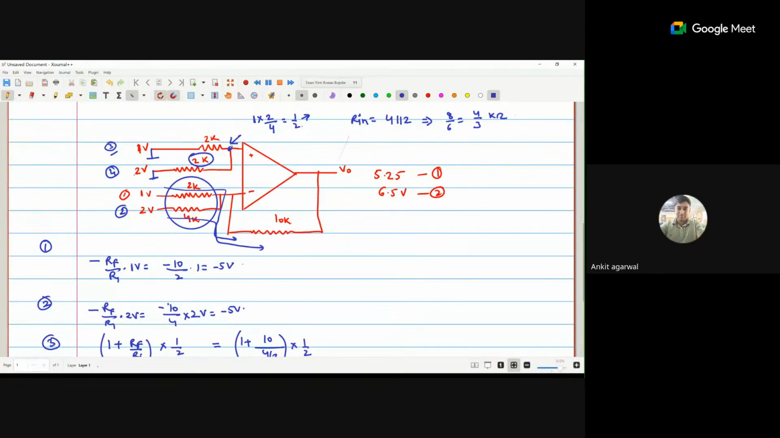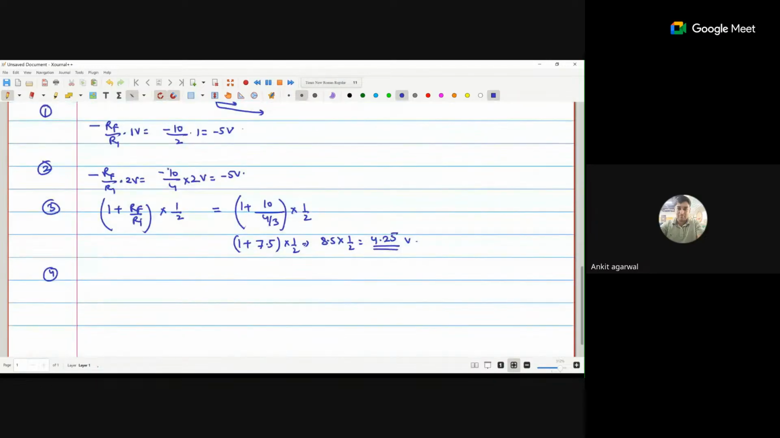Okay, so voltage at this point is what? 2 by 4. Voltage divided by single 2 into 2 by 4. Okay, so voltage drop across this resistor 2K, divided by total overload resistance 2 divided by 4. So this is the one. The remaining thing is same, 1 plus R by R1 into 1. So that is 8.5 multiplied by 1, that is 8.5.